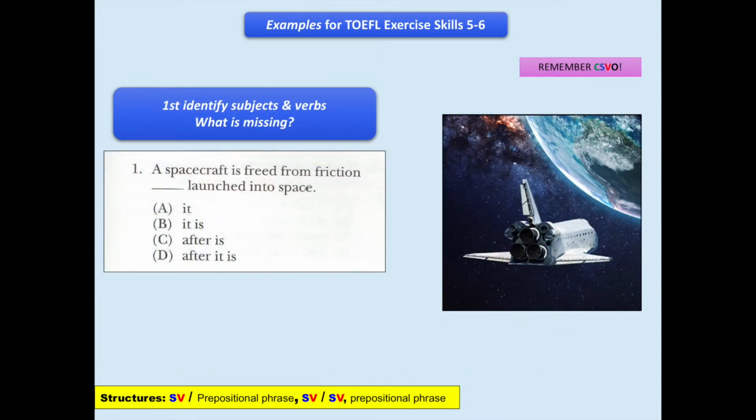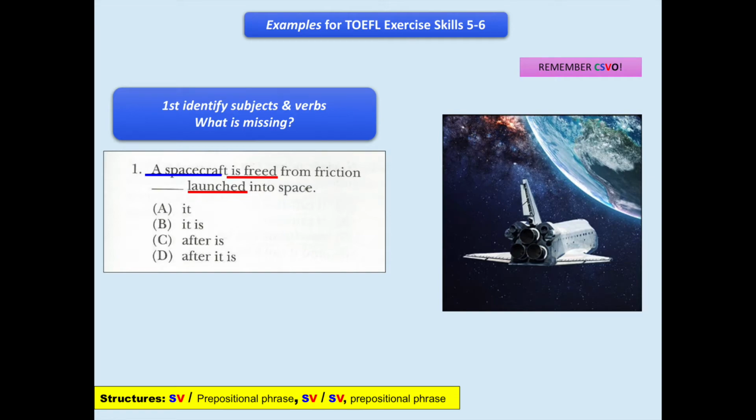Number 1. The first thing we're going to do is identify the subjects and verbs to see what is missing. Our first subject is at the beginning of the sentence, a spacecraft. Then we have a verb, is freed. This is a passive sentence. We have the be verb and the past participle. We do not see the second subject, but look, here is another past participle. It does not have the be verb in front of it, though.